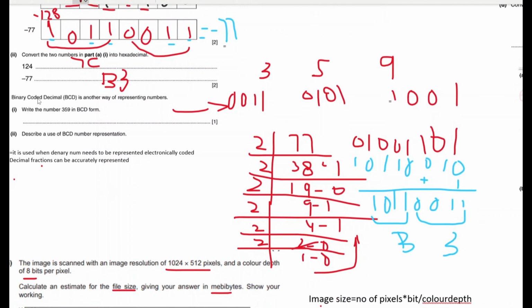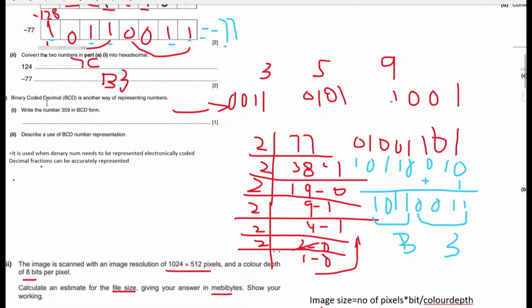The next question is to write the number 359 in its BCD form, right? You have to treat every digit individually. 3 is a separate digit, 5 is separate, and 9 is separate, and you have to write their equivalent binary code. To write in BCD form, you have to write the equivalent 4-bit code for each digit.